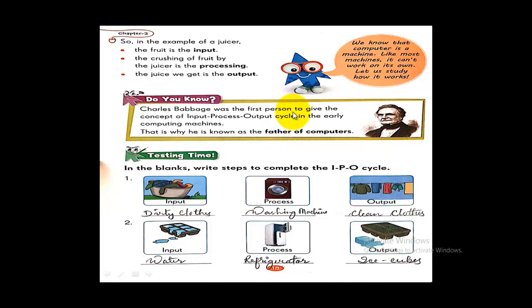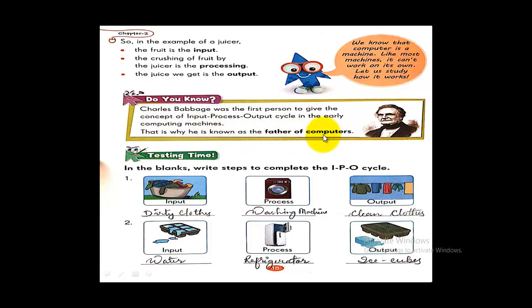Now Charles Babbage was the first person to give the concept of the input process output cycle in the early computing machines. That is why he is known as the father of computers. Now this is very important: who is known as the father of computers? Charles Babbage is known as the father of computers.